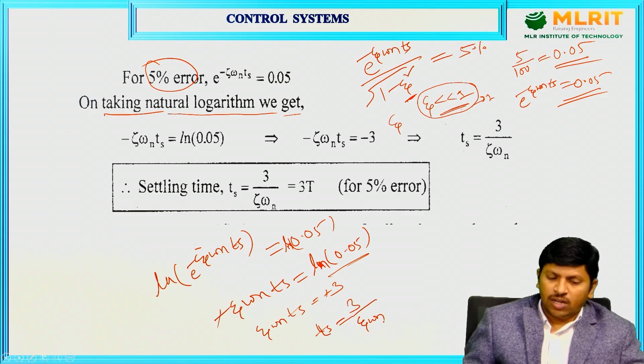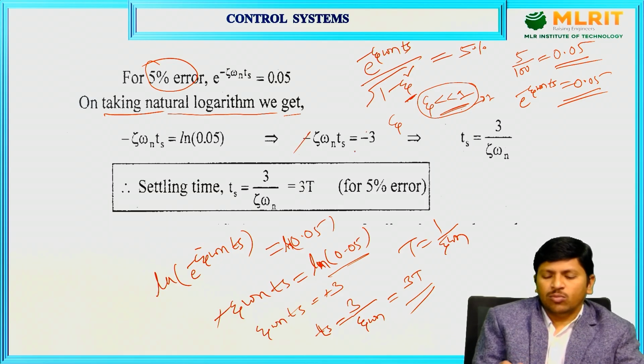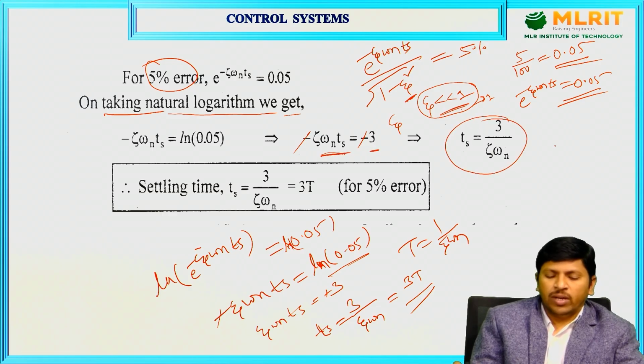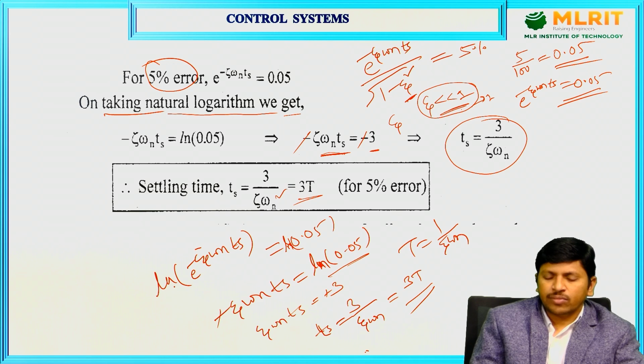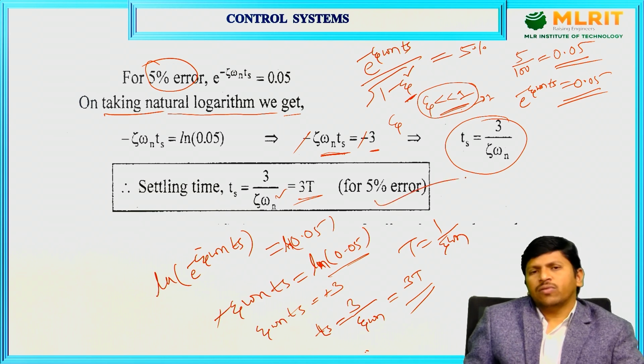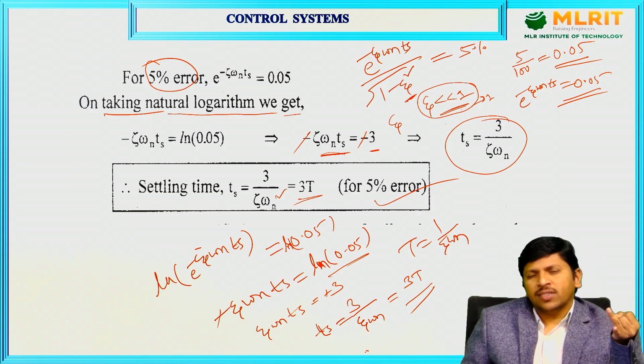We know the time constant t equals 1 by zeta omega n, so that is nothing but 3t. Observe here, minus minus both cancel, zeta omega n ts equals 3, so settling time ts equals 3 by zeta omega n, or 3t, for the 5% tolerable error. This is the settling time for the two errors, 2% and 5%.